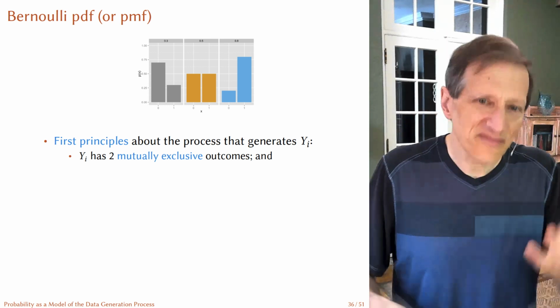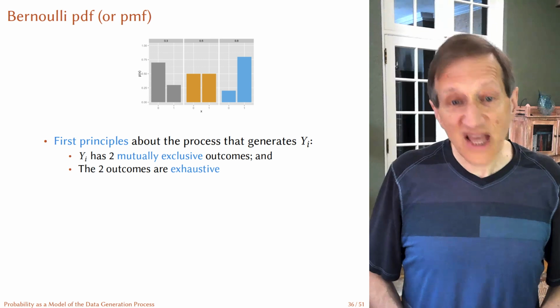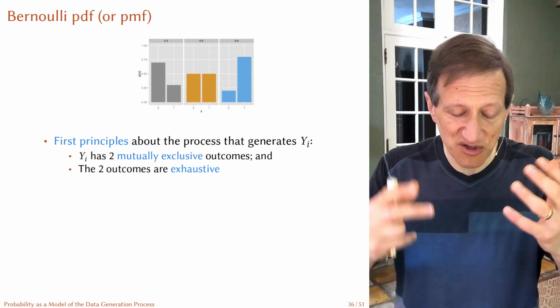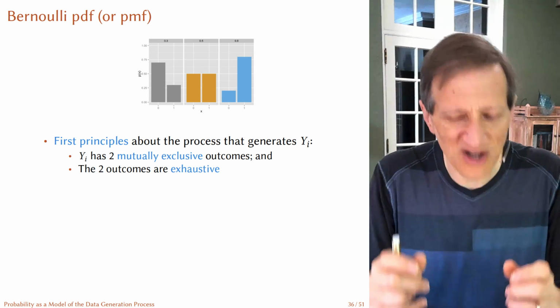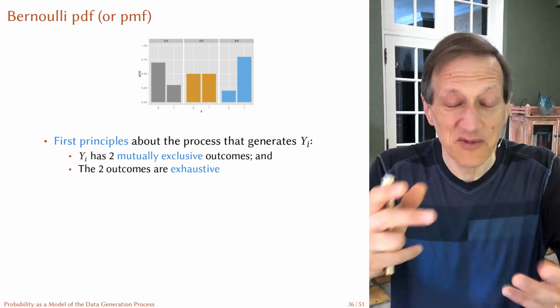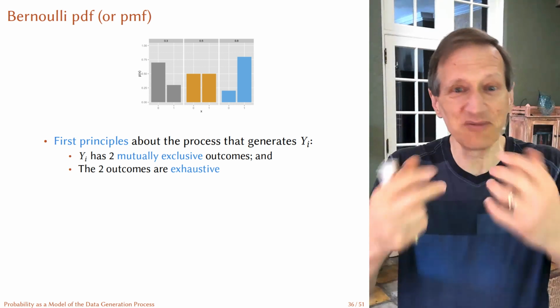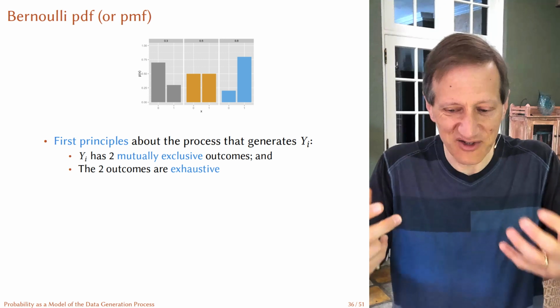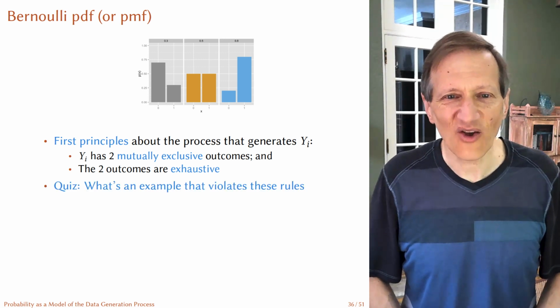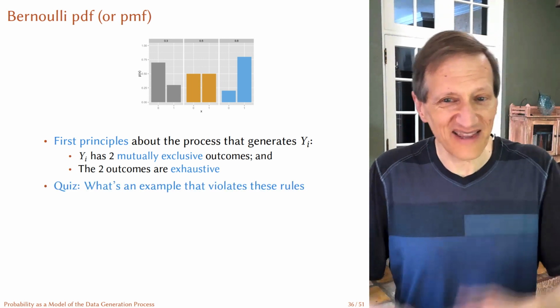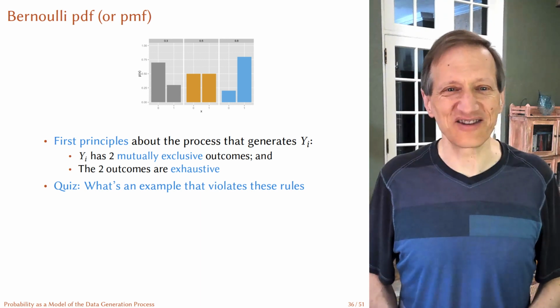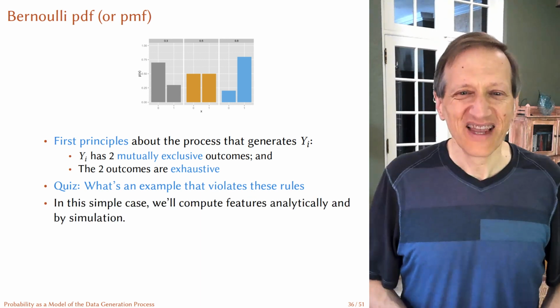Okay, well, it's a model, right? Second, the two outcomes are mutually exclusive and exhaustive. I just gave you the example of exhaustive. Mutually exclusive means it's impossible that they could both be elected, because there's no overlap. So what's an example that violates these rules? I just gave you examples that violate these rules. Don't ask me that.